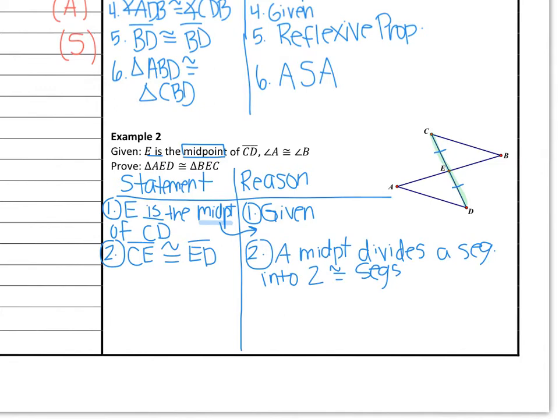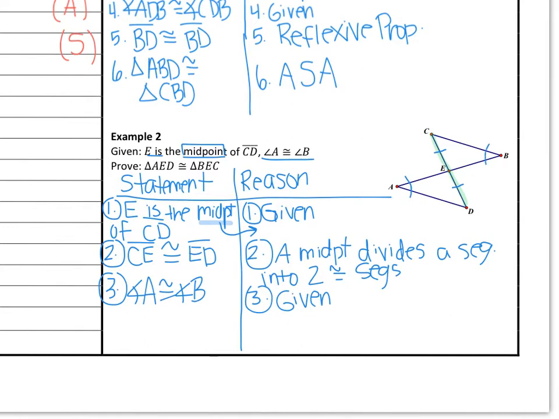Now, I know that it might look like AE and EB are also congruent, but does it say that E is the midpoint of AB? No, it doesn't. So we actually can't just assume that. So our next thing we have to do is move on to our next given. So our next given is that angle A is congruent to angle B. So let's write that in. Angle A congruent to angle B. Again, that's a given. And let's mark this on our diagram. So angle A is congruent to angle B.